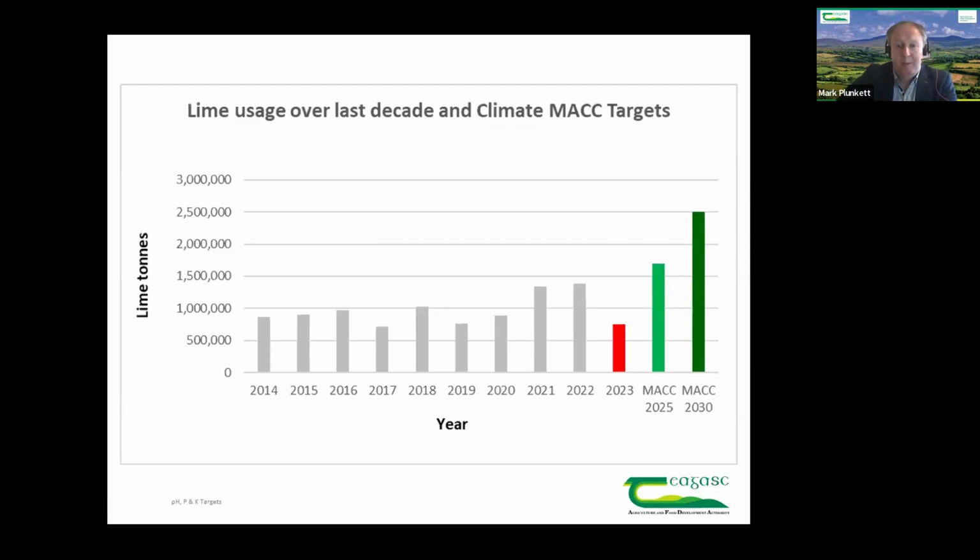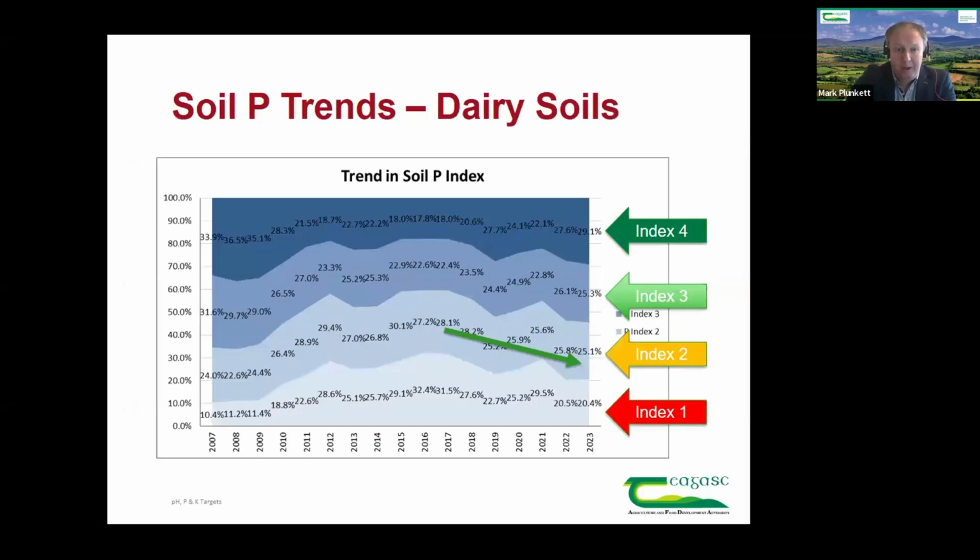So again, we've a lot of soil test results on farm. We've hit 83,000 soil samples in 2023. And again, we must use that information as best we can in terms of applying lime and optimizing soil pH.